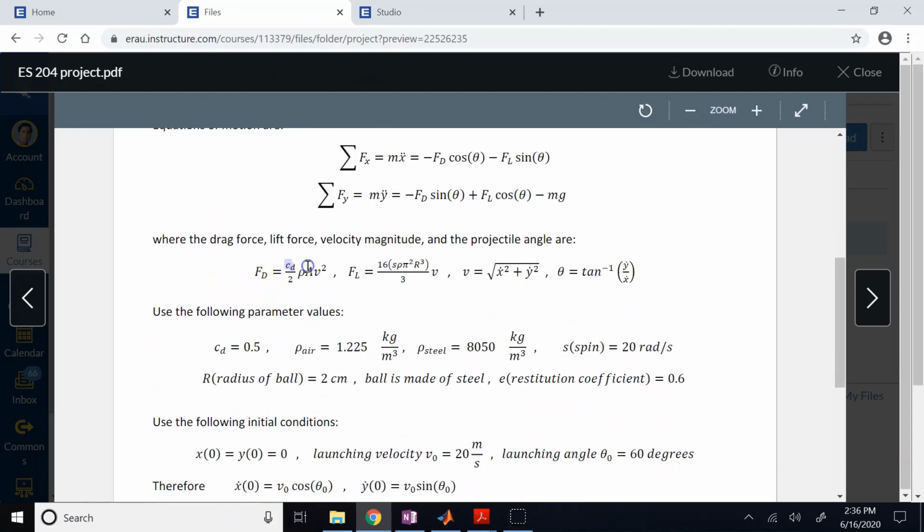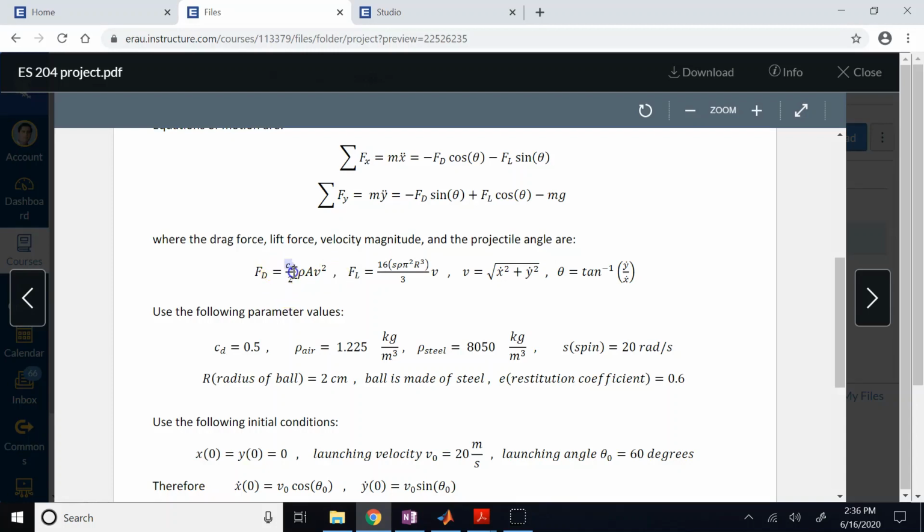One is CD is not constant, E is not constant, the spin is not constant. We neglect the effect of a side wind or any turbulence and so many other things. Okay, so it is quite complicated. We are neglecting gyroscopic effect and so many other things. The Magnus force that I showed you.